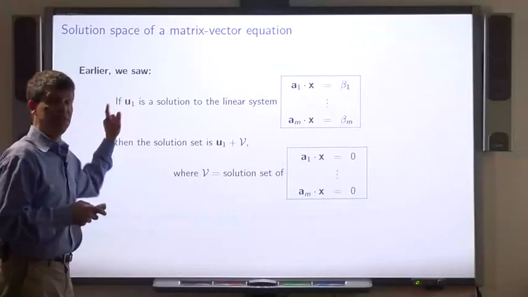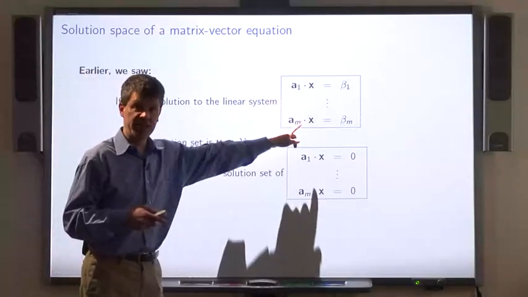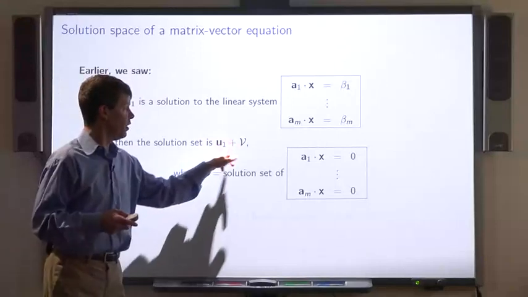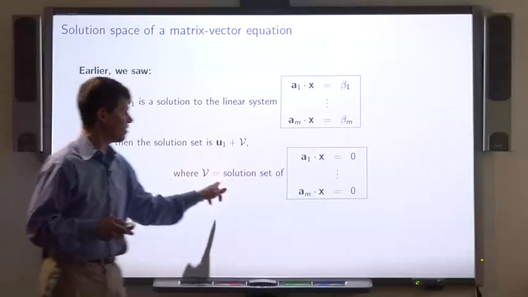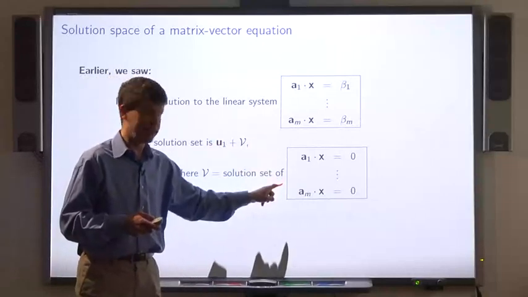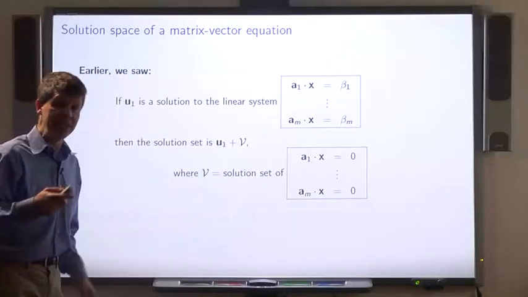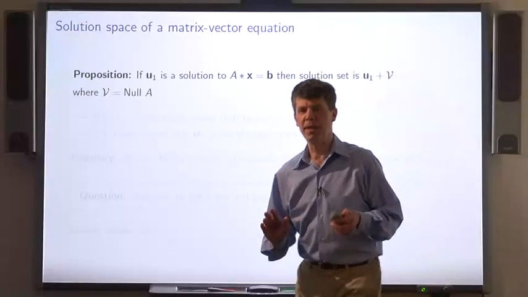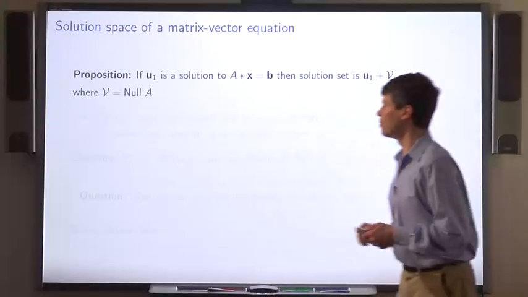Earlier we saw that if you have a solution U1 to a linear system, then the solution set of that linear system can be written as U1 plus big V, where big V is the solution set of the corresponding homogeneous linear system. We can restate that in the language of matrices. If U1 is a solution to the matrix vector equation A times x equals B, then the solution set of this matrix vector equation is U1 plus big V, where big V is the null space of A. Let's look at some simple but important consequences of this proposition.